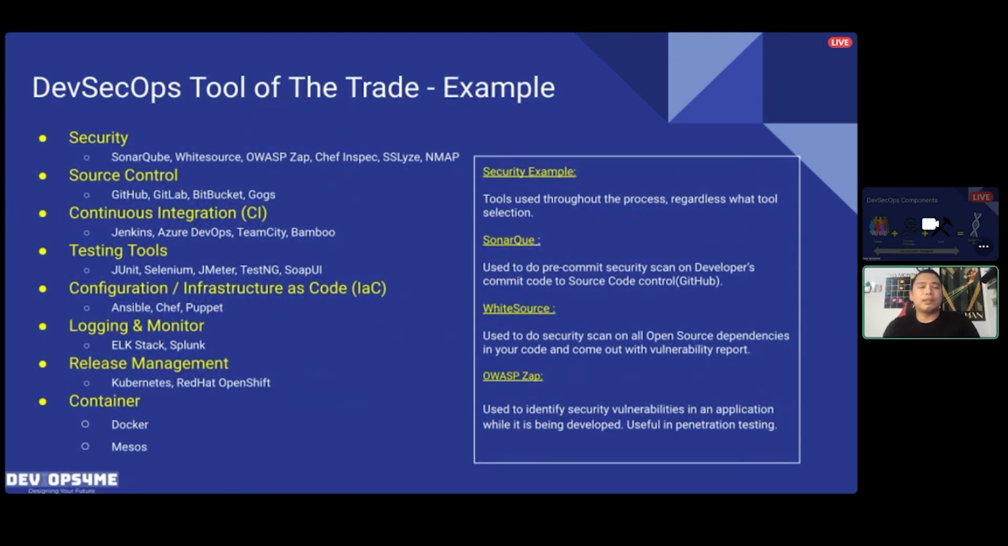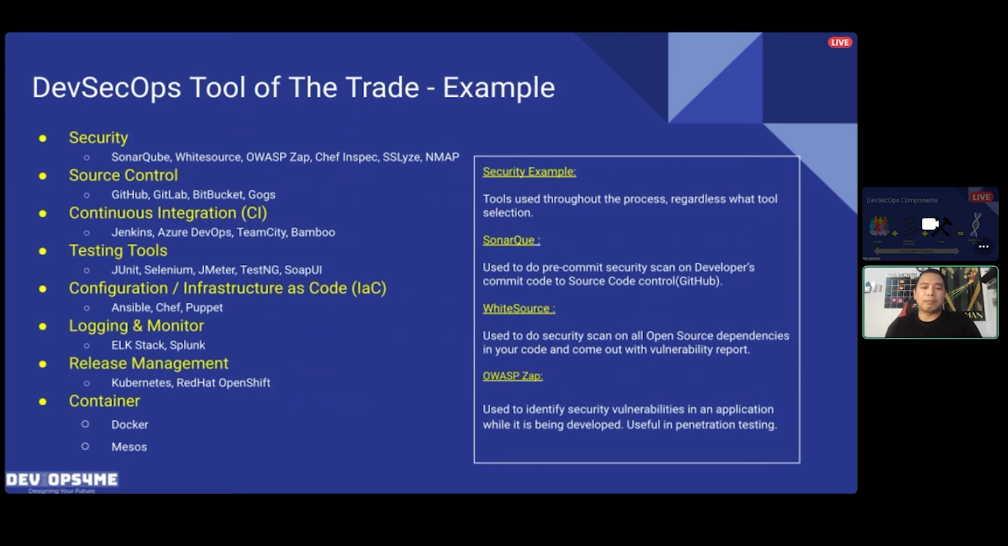So this is an example of DevSecOps tool chain. On security, you have SonarQube, WhiteSource, OWASP ZAP, Chef InSpec, and SSL and more. On source code, the popular ones are GitHub, GitLab, Bitbucket, etc. On the CI, you can have Jenkins, Azure DevOps, TeamCity, or Bamboo. So this is the example that you can use. Same goes for infrastructure as code, like Ansible, Chef, and Puppet. For logging and monitoring, you can use ELK Stack or Splunk. For release management, we can have Kubernetes, OpenShift, and many more. For container technology, you can use either Docker or Mesos.